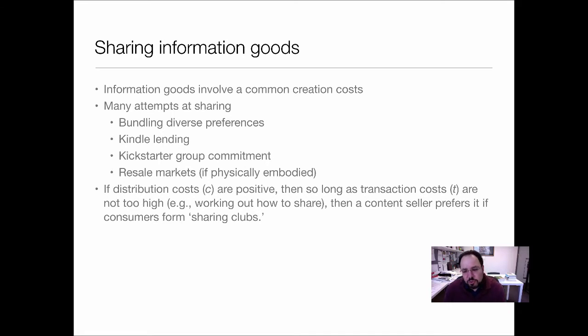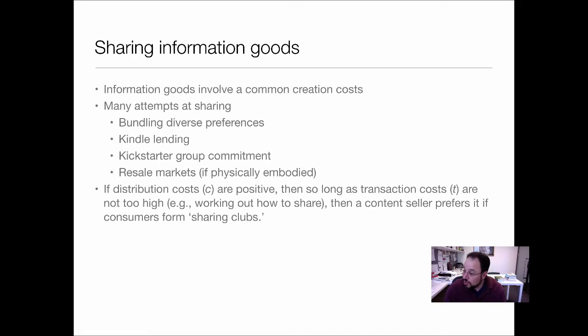So basically, if your distribution costs are positive, and transaction costs are not too high, then a content seller actually prefers it if these consumers form sharing clubs. The thought was that we're going to sell these informational goods to the first person, but we're going to be very, very permissive on how many people get to contribute.